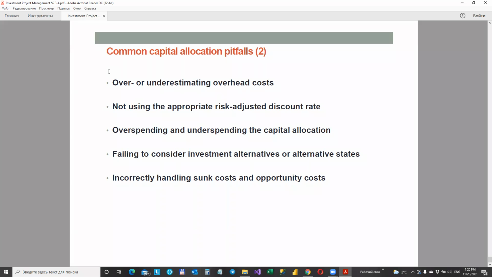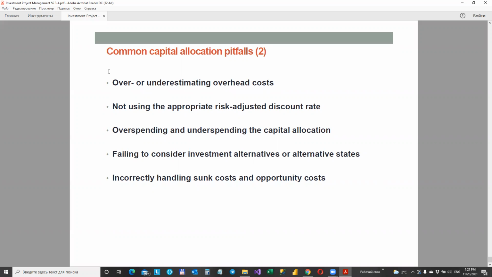Next pitfall: not using the appropriate risk-adjusted discount rate. The required rate of return for an investment should be based on its risk. If the company is financing an investment with debt, the investment's required rate of return, not the company's cost of debt, should still be used. Similarly, a high-risk investment being considered should be discounted not at the company's overall cost of capital, but at the investment's required rate of return. Discount rate errors have a huge impact on the computed NPVs of long-lived investments.